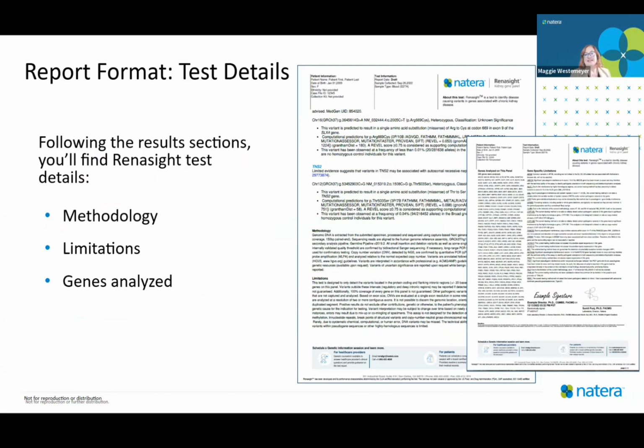Then following the results, you'll find additional information on the test report that's really boilerplate, right? That tells you about the test methodology, how it was performed, any overall test limitations, and then any gene-specific limitations with the technology and variant detection, and then which genes are included on the panel. So that can be useful, recognizing that as time goes on, genetic test panels tend to improve and may have genes added or removed over time as the evidence allows.